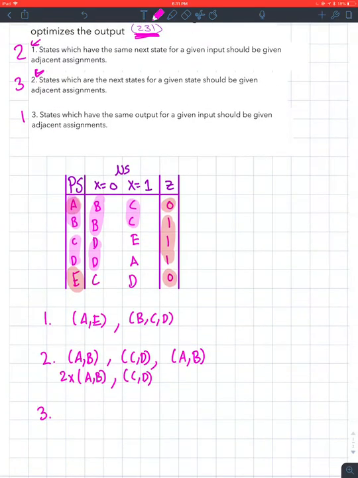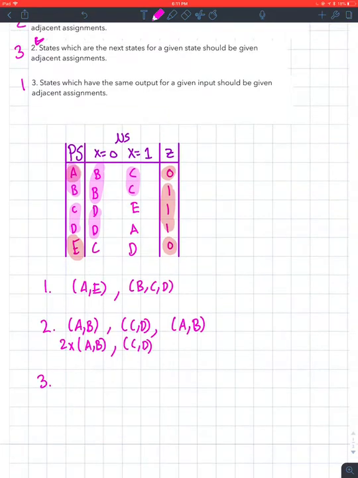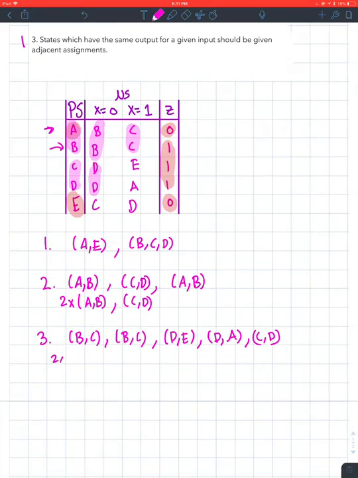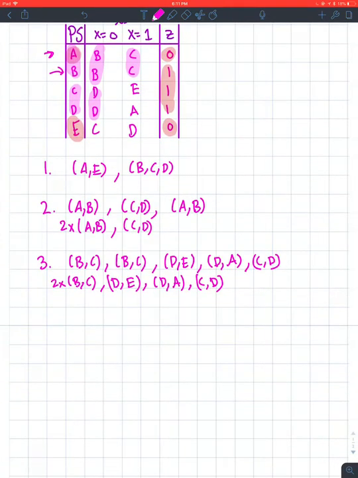I look at this step right here. States which are the next states for a given state should be given adjacent assignments. So I'm just going to write my next states for each present state. For present state A, I have BC, then BC again for state B, then DE, and then DA, and CD. So BC repeats twice, so I'm going to put BC 2 times, and then DE, and then DA, and then CD.